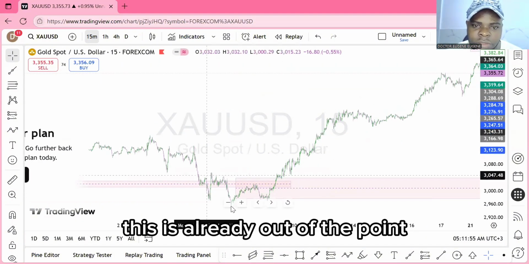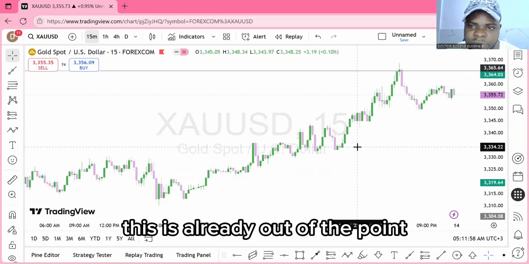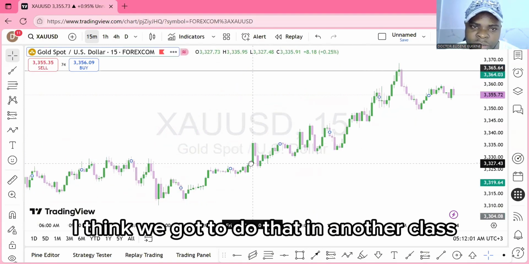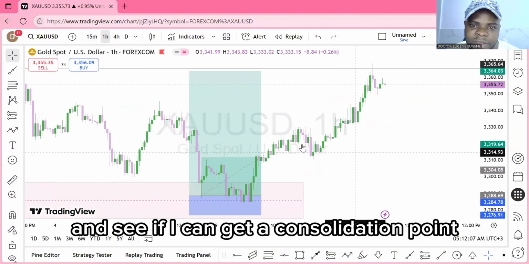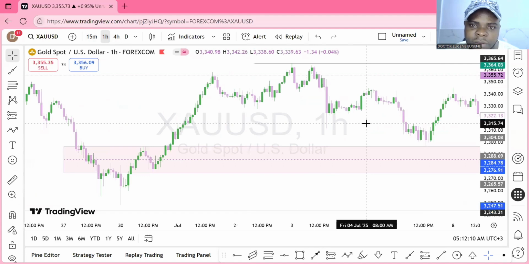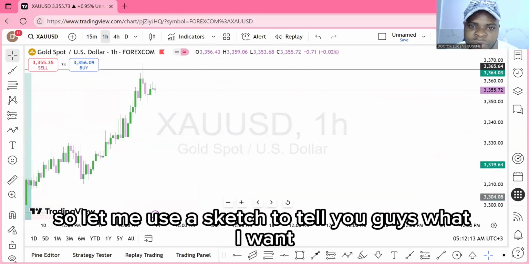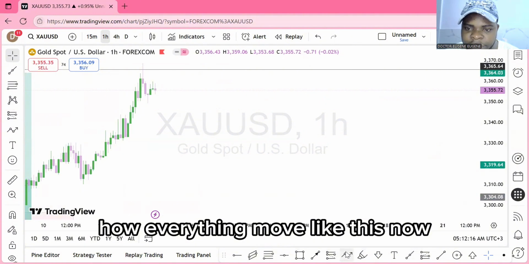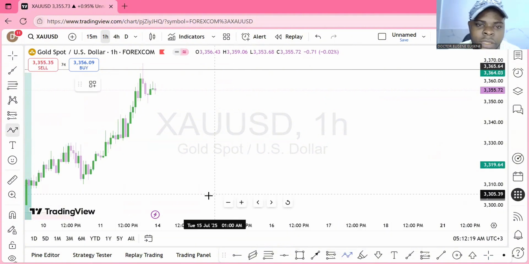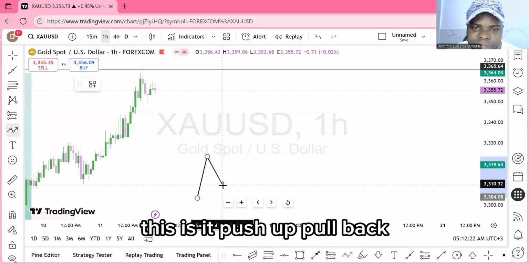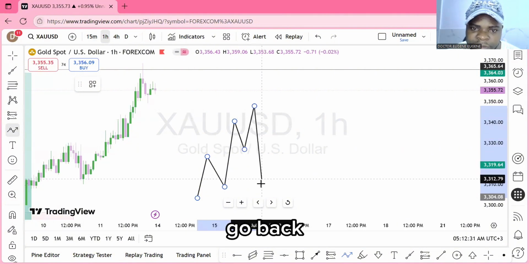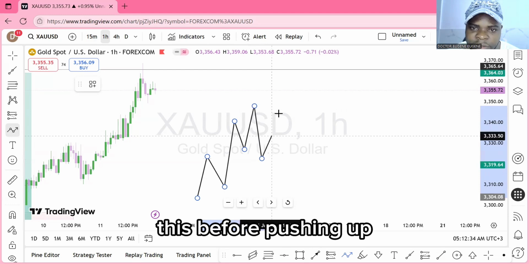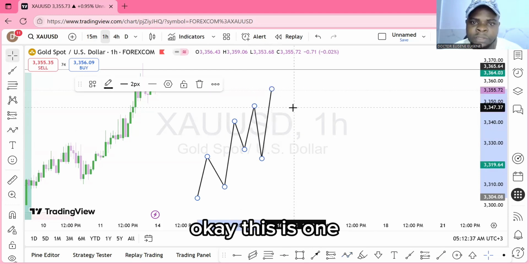The next thing here now is only consolidation markets. Oh, this is already out of the point. I think we have to do that in another class. Let me go to the 1-hour time frame and see if I can get a consolidation point. Let me use a sketch to tell you guys how everything moves. Like this now. This is it. Push up, pullback, break of structure, pullback here, breaks, pullback, before pushing up. Okay, this is one.